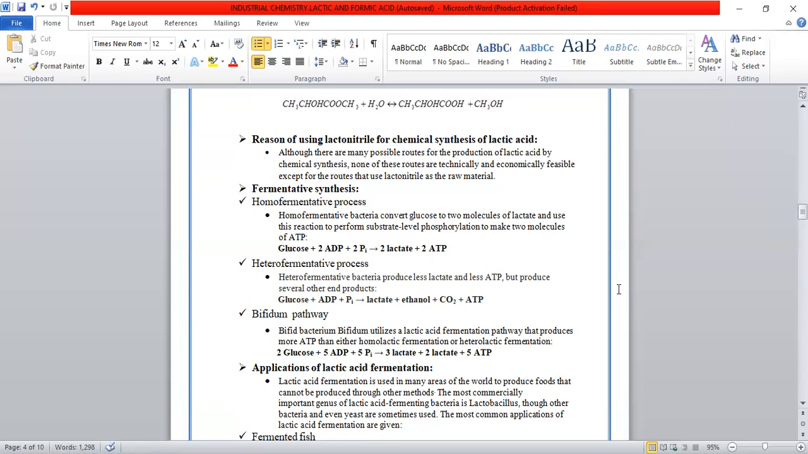Bifidum utilizes a lactic acid fermentation pathway that produces more ATP than either homolactic fermentation or heterolactic fermentation. In these two reactions, you can see fewer molecules of lactate, but in this reaction, you can see 5 lactate molecules are obtained. It means it produces more ATP than either homolactic fermentation or heterolactic fermentation because it is producing more lactate.